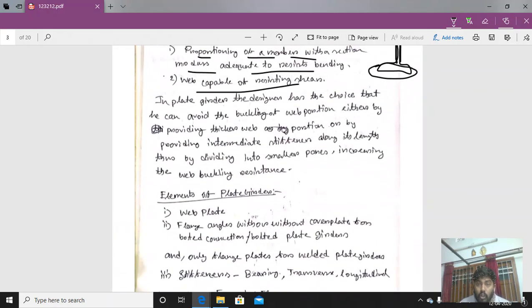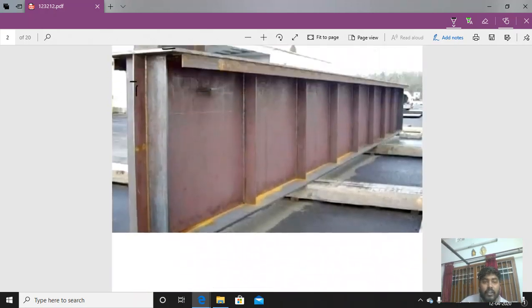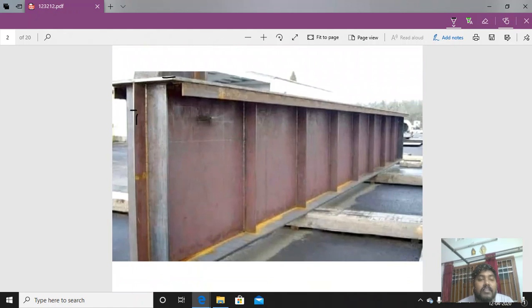Instead, they can provide the most important thing of a plate girder, which is the stiffener. Okay, what is a stiffener? In this picture you can see the stiffeners. This is a stiffener, this is a stiffener, this is a stiffener. These stiffeners are provided to stiffen the web member, so that the shear capacity of the web is increased.